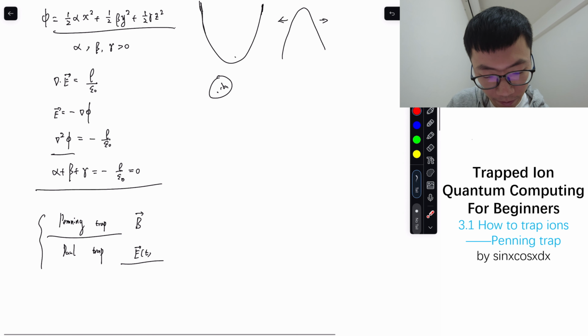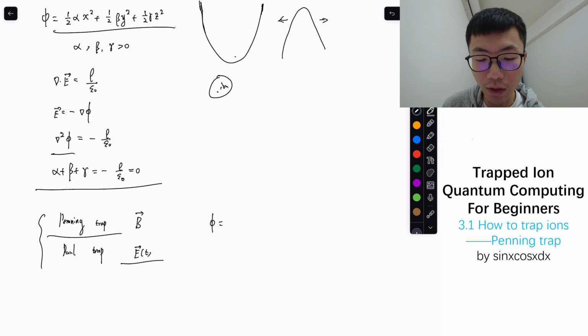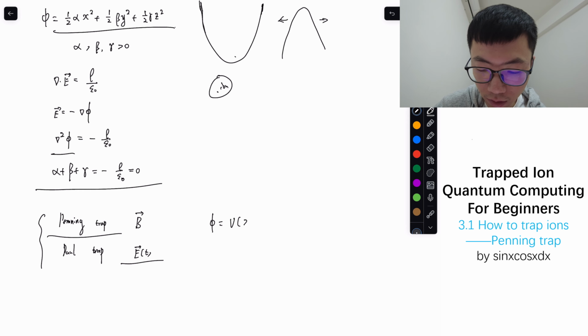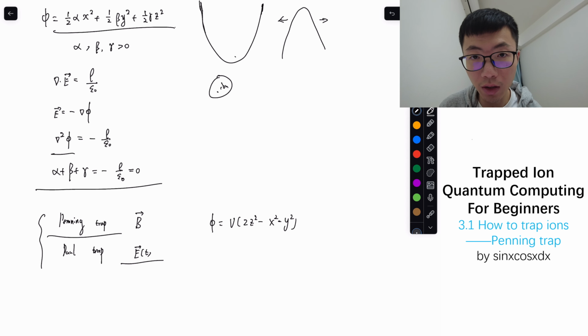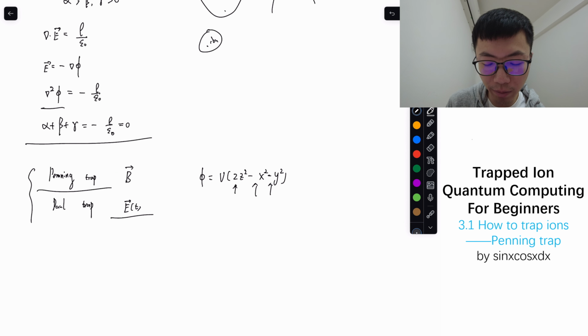Okay, and typically we design the static electric potential this way, so that in the z direction the coefficient is positive and it can confine the ion, and for the x and y directions, which we call radial directions, the static field repels the atoms out. So we have to use the magnetic field to confine the ions in the x and y directions.